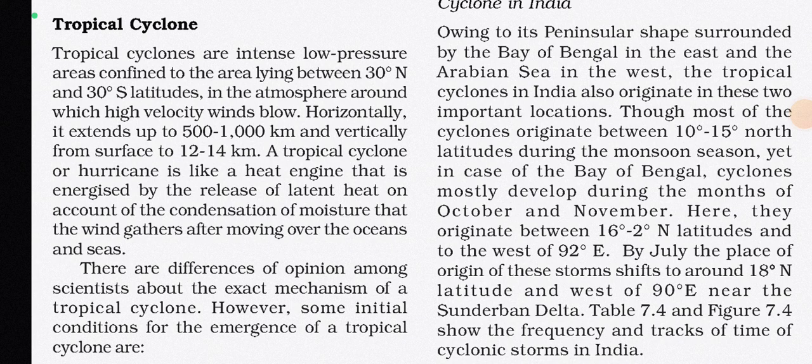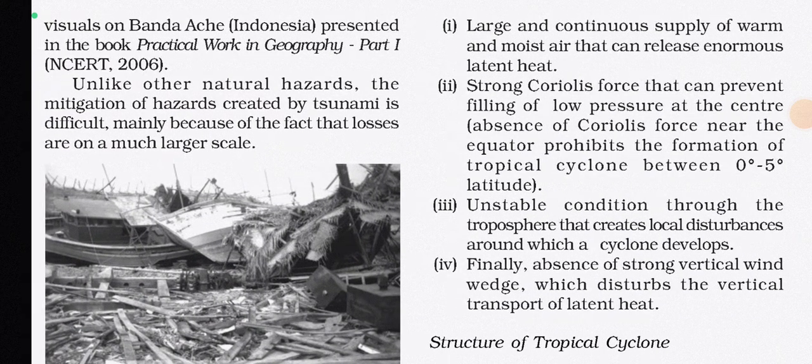However, some initial conditions for the emergence of a tropical cyclone are necessary for the creation or origin of a tropical cyclone. What are they? Large and continuous supply of warm and moist air that can release enormous latent heat. Strong Coriolis force that can prevent filling of low pressure at the center. Absence of Coriolis force near the equator prohibits the formation of tropical cyclone between 0 to 5 degree latitude.